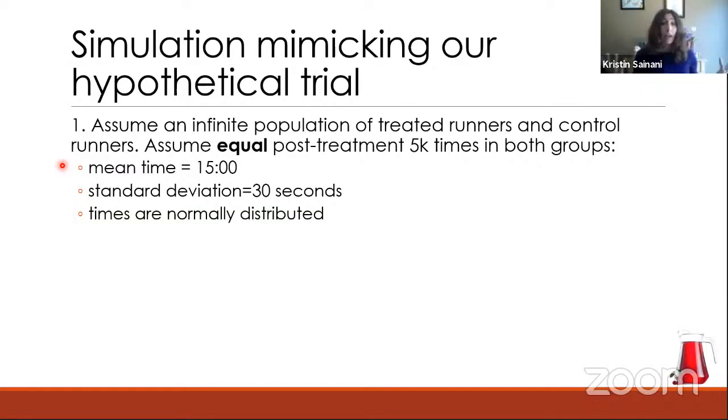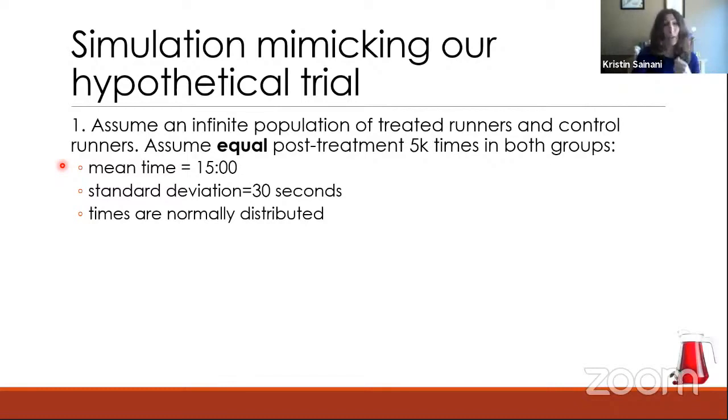And so I have an unlimited population of treated runners. They have all drank the cherry juice. And an unlimited population of control runners. They haven't drank the cherry juice, but it doesn't actually matter. They all have the same times. Their running times have the same distribution. And I'm going to assume that 5K times in this population are distributed in a normal distribution. The mean is 15 minutes with a standard deviation of 30 seconds. And that's true for both groups.